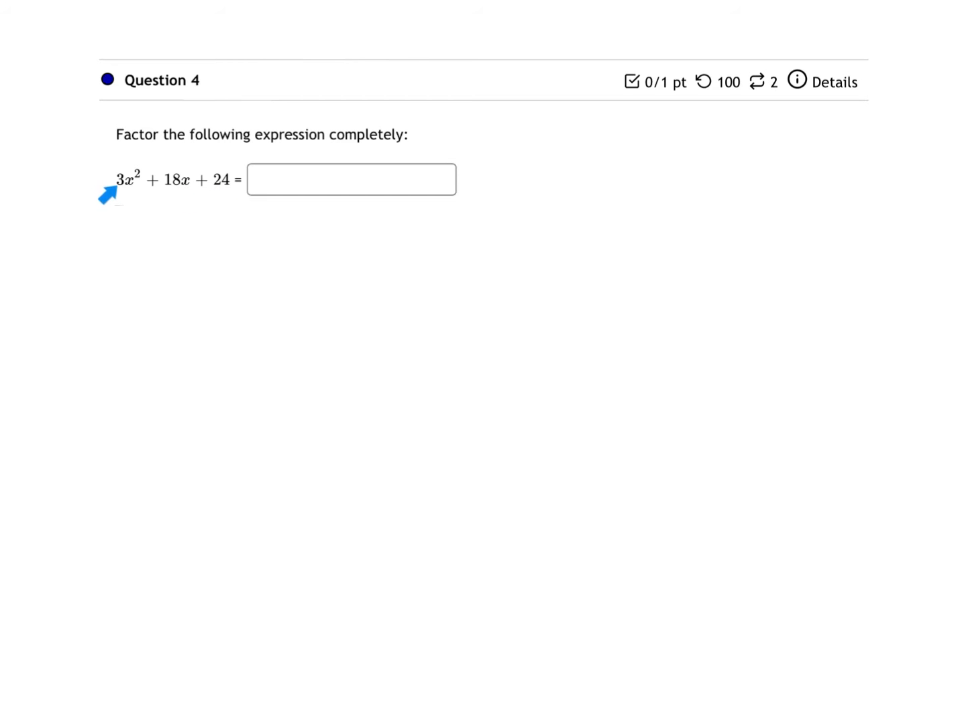In this case, I notice that 3 goes into each one of those terms. So what I'm going to start off by doing is writing a 3 out in front of the parentheses, and then I divide each one of these by 3, and that's what's going to go back inside the parentheses. So 3x squared divided by 3 is x squared. 18x divided by 3 is going to be plus 6x, and 24 divided by 3 is going to be plus 8.